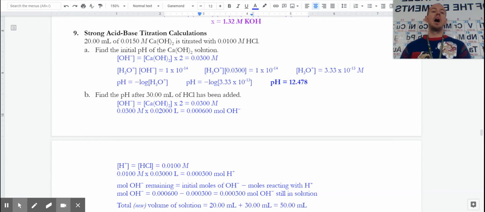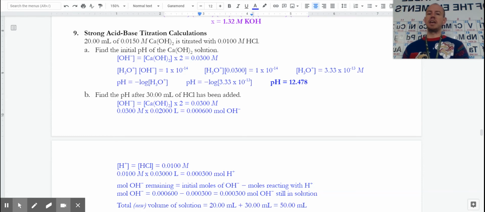I could guess and make a prediction as to whether the pH is high or low, but really the math would also prove that. If I wanted to make a prediction, I would recognize that this is 0.015, this is 0.01. So my base is more concentrated than my acid. My base has 2 hydroxides for every 1. So really, this is like 0.03, this is like 0.1. So I have way more hydroxide than hydrogen ion, 20 mL of this. Even though I've added 30 mL of this, I am probably still at a basic pH. We'll go through the math and that will support that as well.